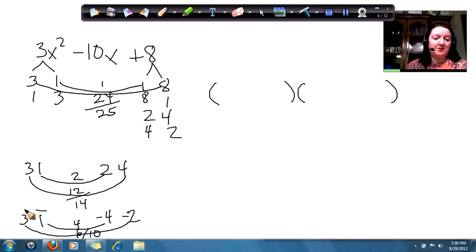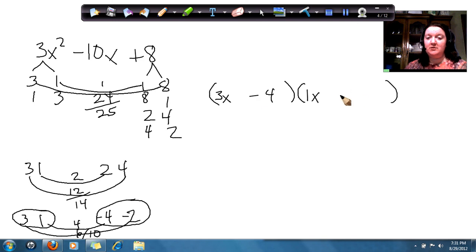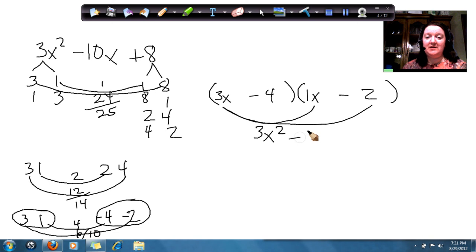I know that these numbers have to go in the front of my factors, so I have 3x and 1x. I know that these factors have to go in the back, negative 4, negative 2. So now let's FOIL it just to make sure that we did it right. Look at this part, I'm going to get 3x squared. If I look at this part, I'm going to get minus 6x. If I look at this part, I get minus 4x. And when I multiply this part, I'm going to get plus 8.